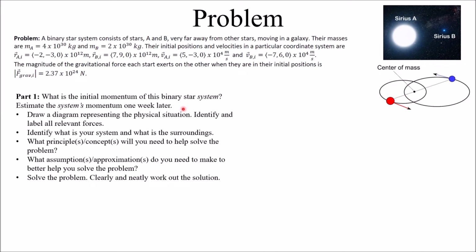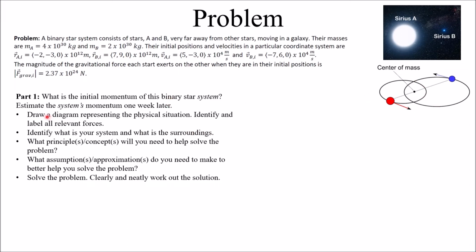For part 1, we need to find the initial momentum of this binary star system, and we need to estimate the system's momentum 1 week later. Remember, from the earlier slide, we know that this resembles a real binary star system called Sirius, and it has a period of about 50 years. So 1 week later is really not that significant if you think about the 50 years it takes.